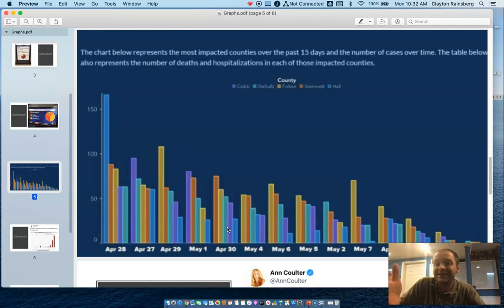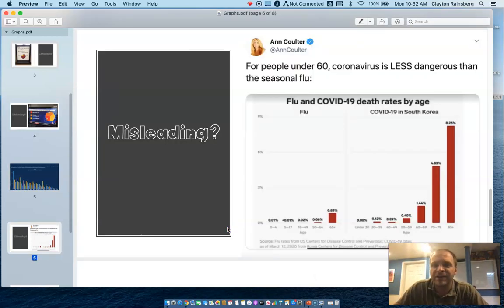So there's a lot of misleading things that are on this graph. This is very recent. This is this past summer, spring, summer. And so misleading graphs still happen today. And the goal of statistics is to make you see and be aware of these things. This one, for people under 60, coronavirus is less dangerous than the seasonal flu, was tweeted out. And you see this graph and you think, okay, I mean, look at the COVID-19 in South Korea and the flu on the left. And you see this visually drastic change on it.